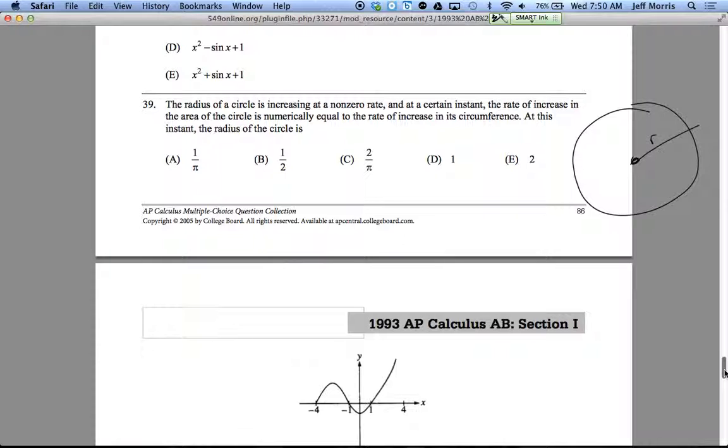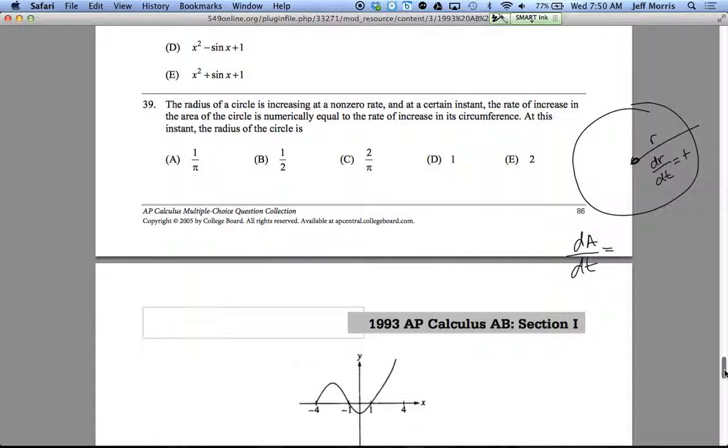So R is increasing at a non-zero rate. So we know that's positive, dR/dt. And at a certain instant, the rate of increase in the area of the circle, let's call that dA/dt. You'll get used to this. Next week I'll make you do a bunch of these. So we're just going to review and practice all next week. That's all we're going to do.